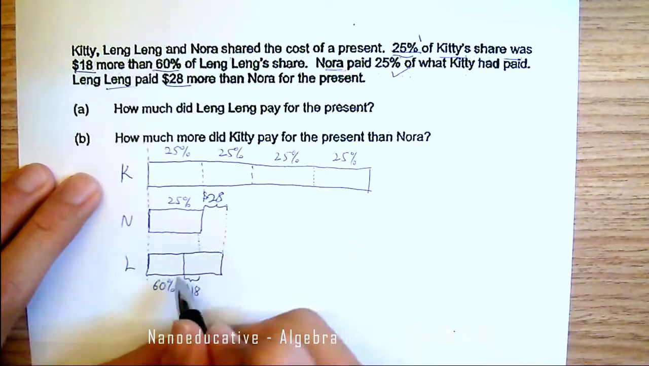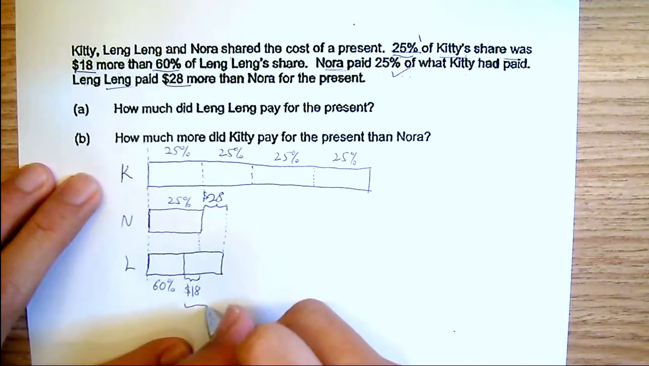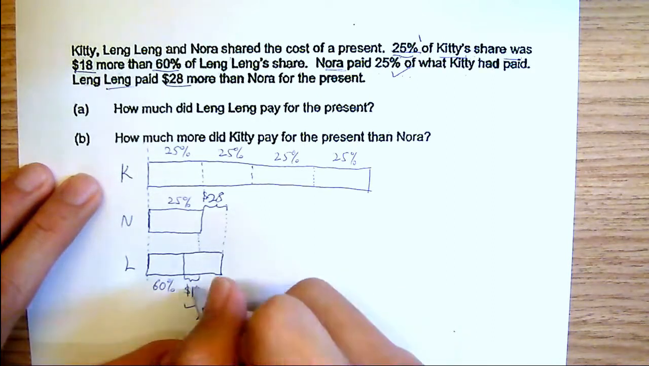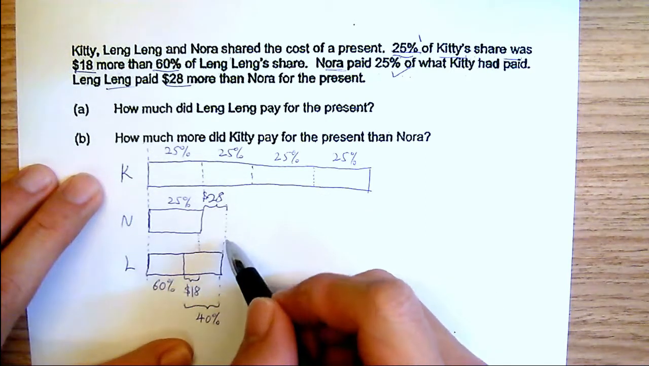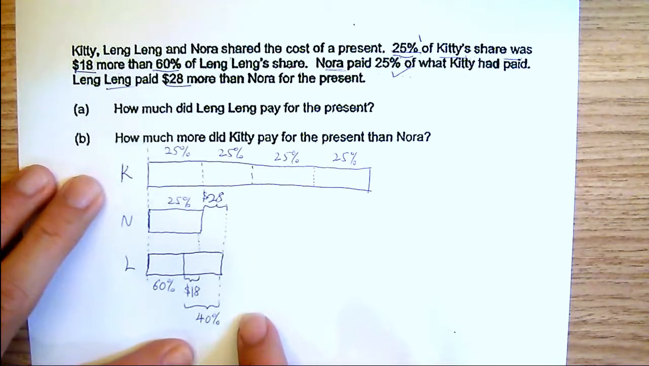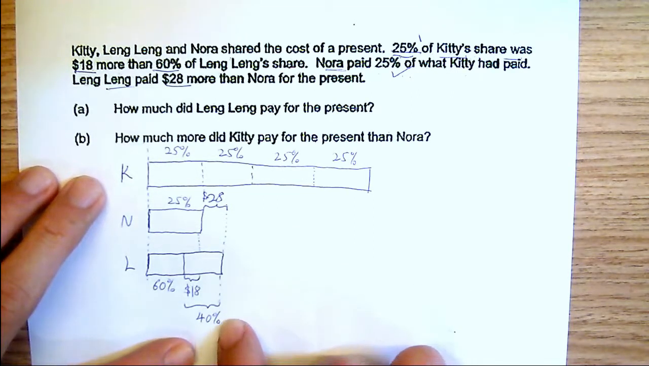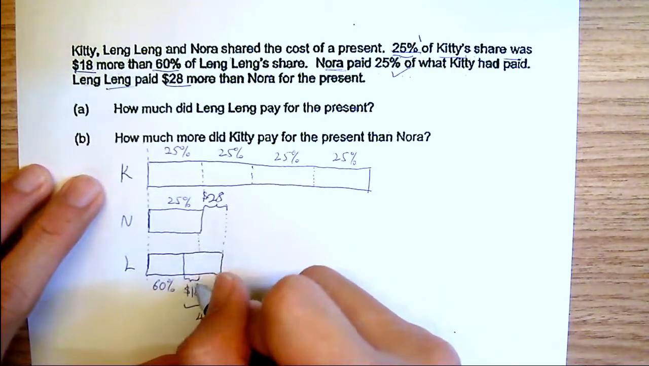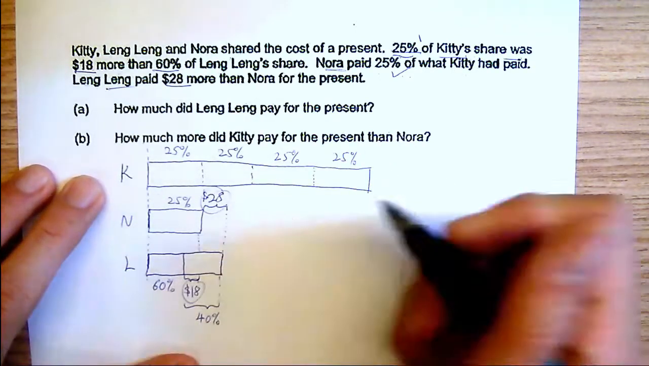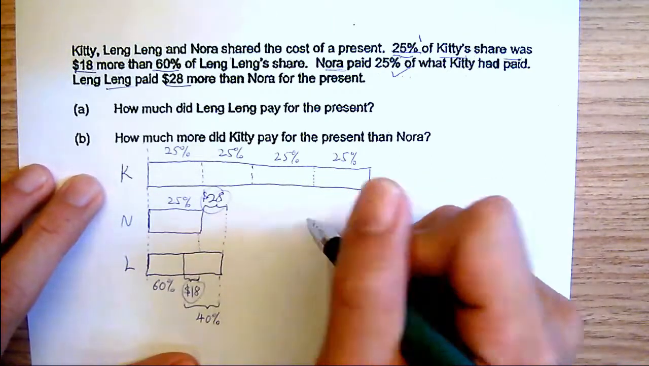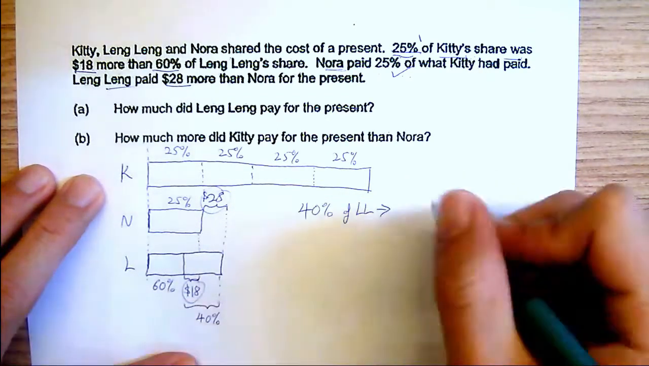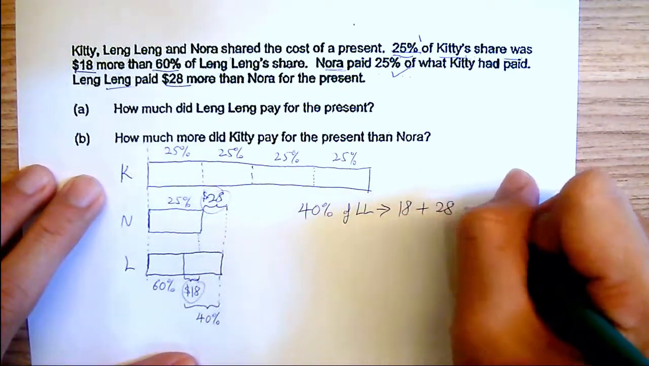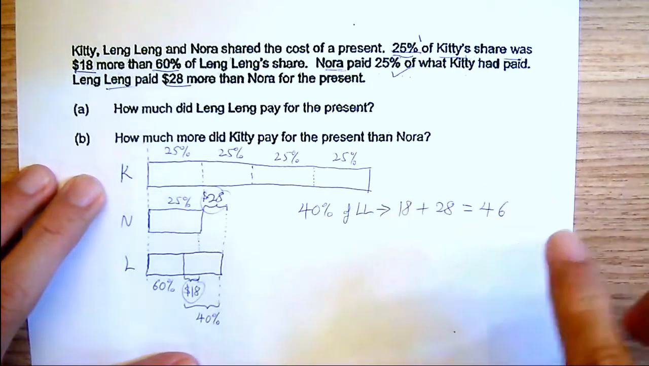Now, could you tell that because this one is 60%, this entire thing is 40%? And this 40% is made out of this $18 as well as the $28. So this is actually the magic of drawing a model. Because without a model, there is no way you can tell that 40% of Ling Ling's share is equivalent to this $18 plus $28. Now, I can put 40% of Ling Ling, arrow, $18 plus $28. And this will give us $46.